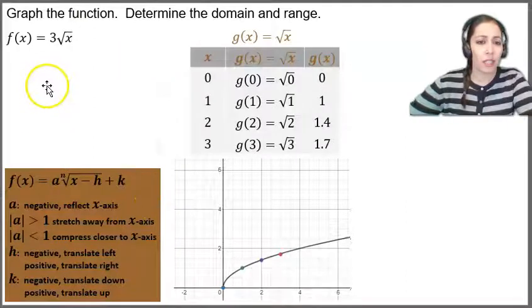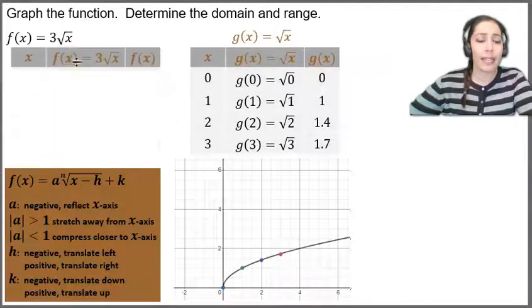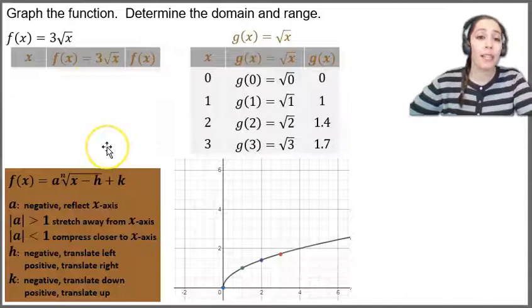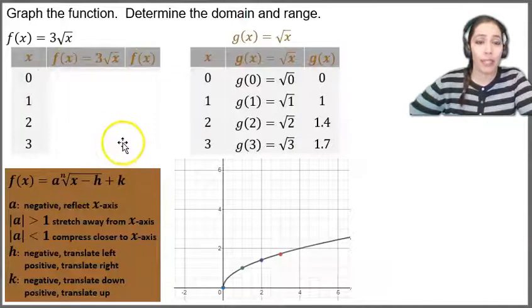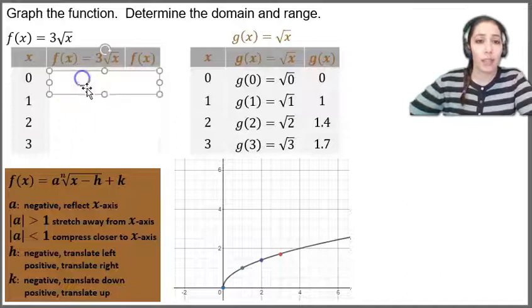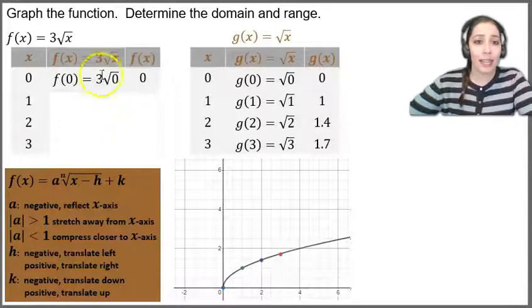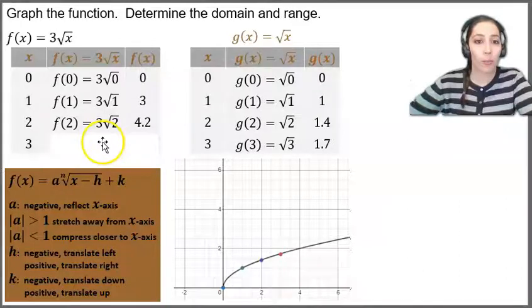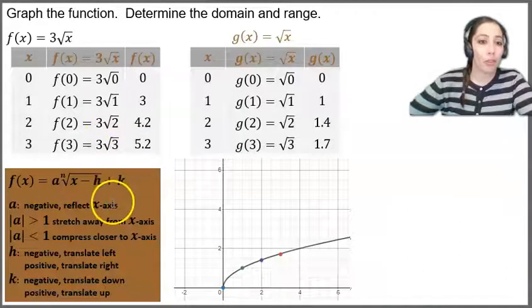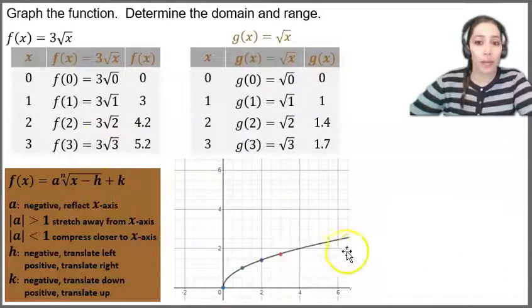So first of all, I am going to make an xy chart to get some points that are going to be on my graph. I'm going to try the points 0, 1, 2, and 3. Again, the more points you try, the more exact your graph will look. So if I plug in 0 for x, I get 3 times the square root of 0, or 0. When I plug in 1 for x, I get 3. When I plug in 2 for x, I get 4.2 as my y. When I plug in 3 for x, I get 5.2 as my y.